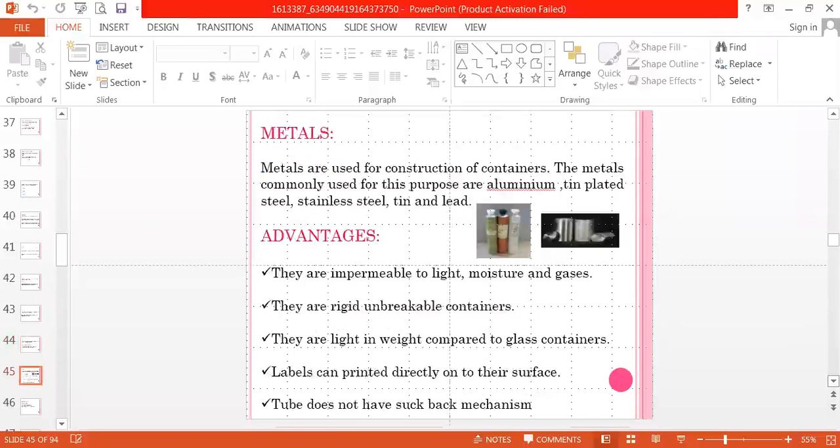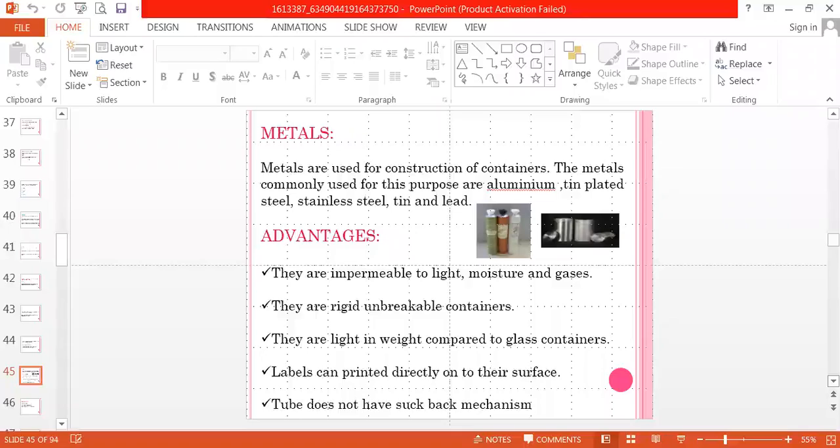Now the metals. This is another type of material we generally use to prepare various kinds of containers. Generally, metals are commonly used for aluminum containers, tin plated containers, steel containers, stainless steel containers, as well as lead containers. So wherever high pressure exists or wherever we require a tough material, in that case we have to use metals for the preparation of the container, because metals have versatile advantages.